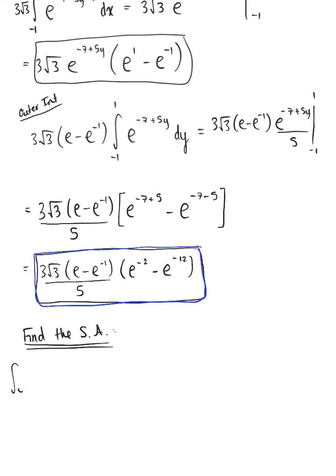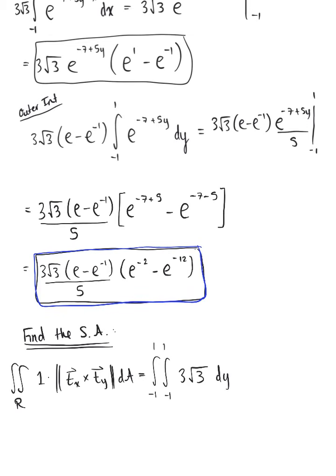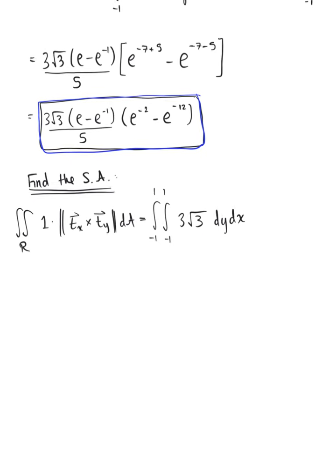So that's going to be that double integral over our rectangular region R of 1 multiplied by the magnitude of the tangent vectors, or the cross product of the tangent vectors in the x and y directions, dA. So this leaves us with the double integral from negative 1 to 1, the integral from negative 1 to 1 of 3 times the square root of 3, and the order doesn't matter here, dy dx. Pick your favorite.